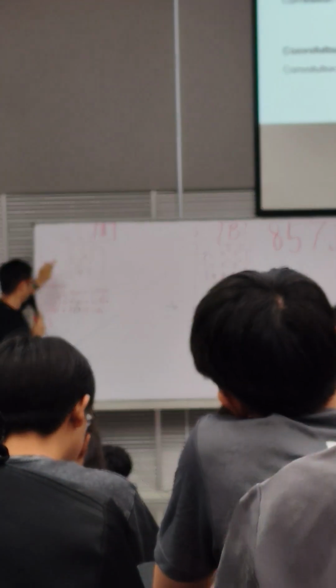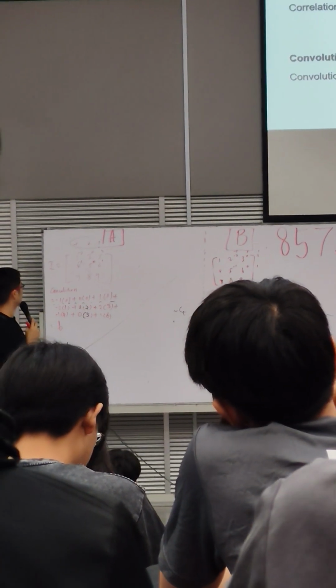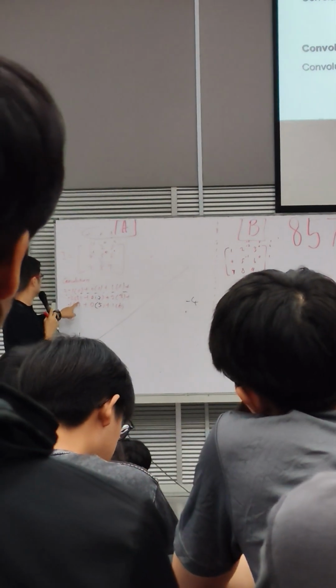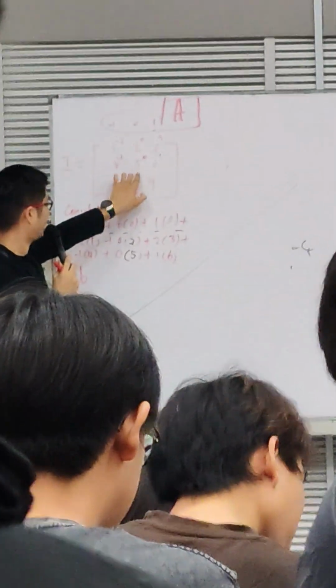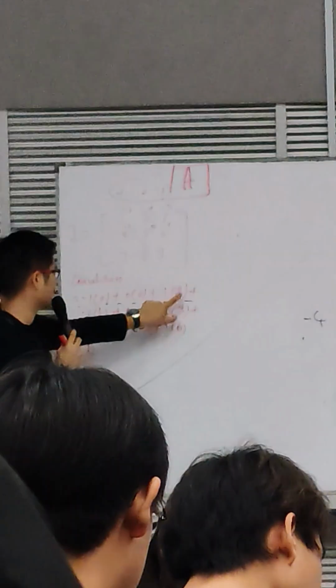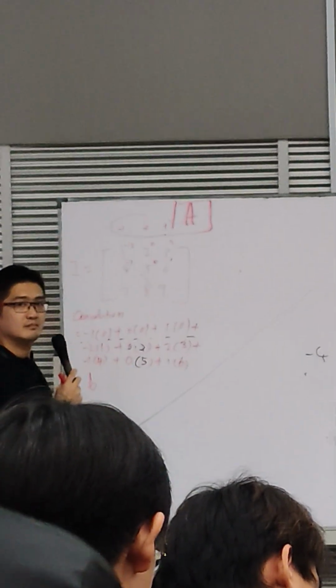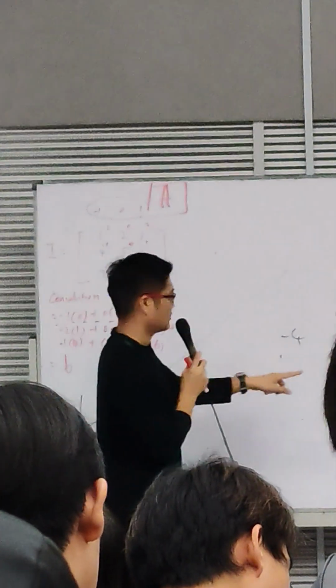1, 2, 3. Where is my 1, 2, 3? 1, 2, 3. 1, 2, 3. 4, 5, 6. 4, 5, 6. The rest 0, 0, 0. A is correct. B is on the corner.